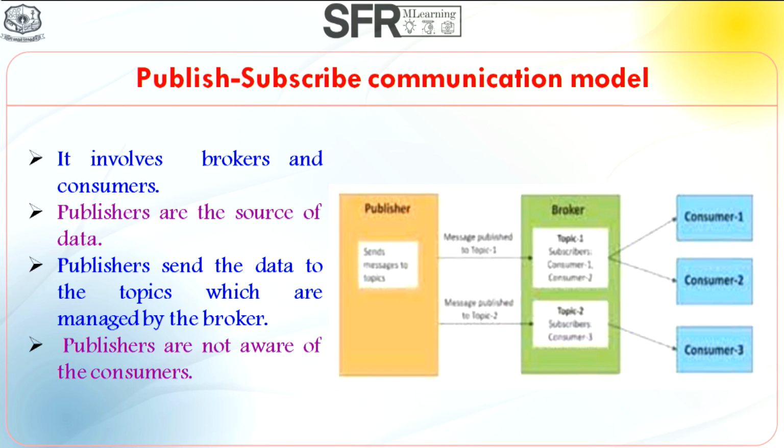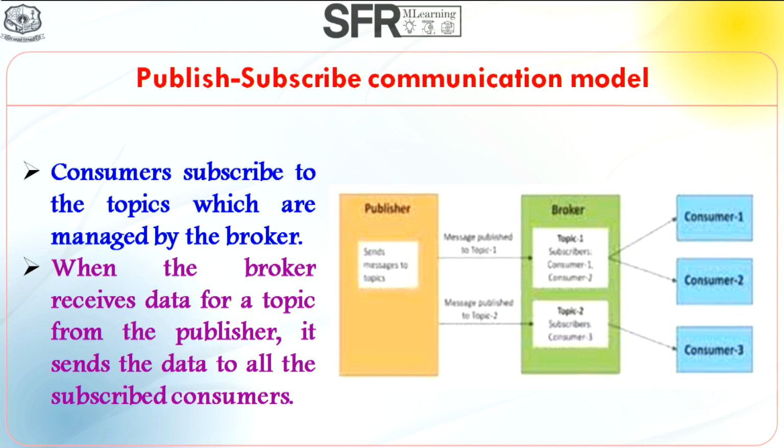The publisher-subscriber model involves publishers, brokers and consumers. The publishers are the source of data. The publisher sends the data to the topics which are managed by the broker. So the broker is in between the publisher and the consumer. The publisher is not aware of the consumers; they are not directly connected with the consumers. The consumers subscribe to the topics which are managed by the broker. When the broker receives data for a topic from the publisher, it sends the data to all the subscribed consumers. See the diagram: the publisher and consumers are not directly related to each other.